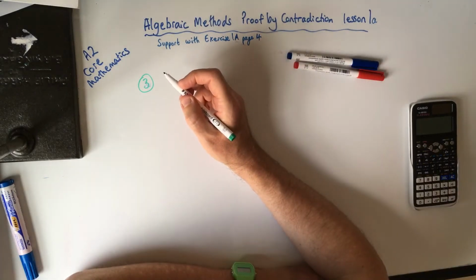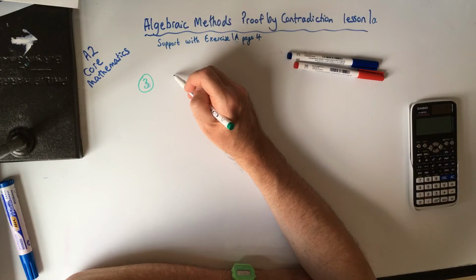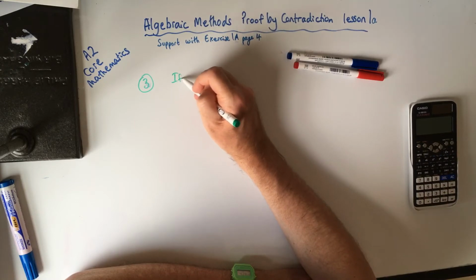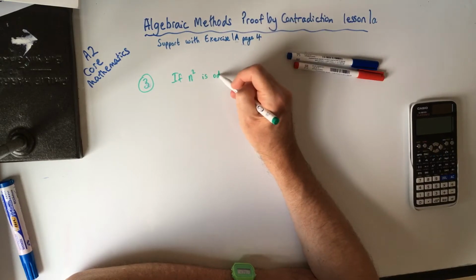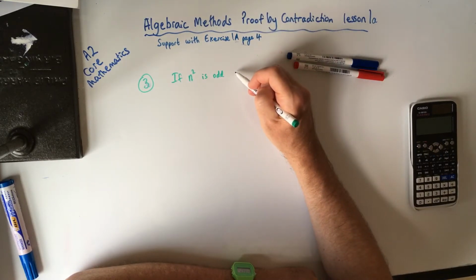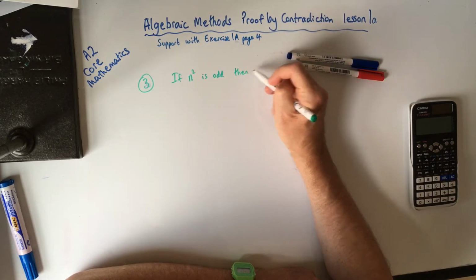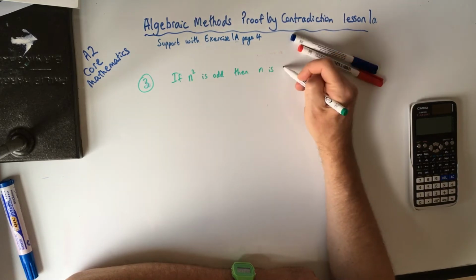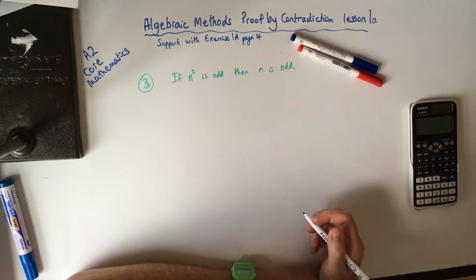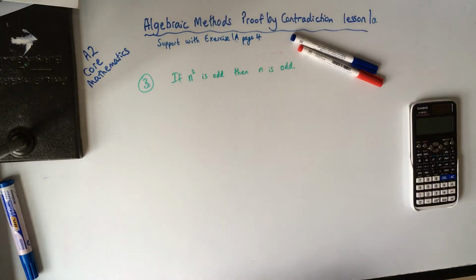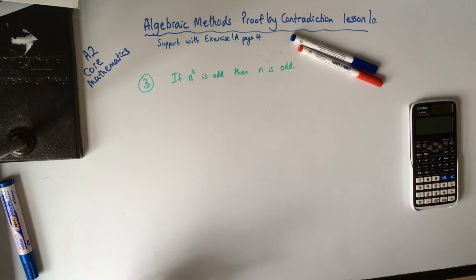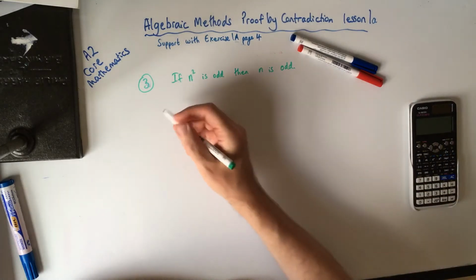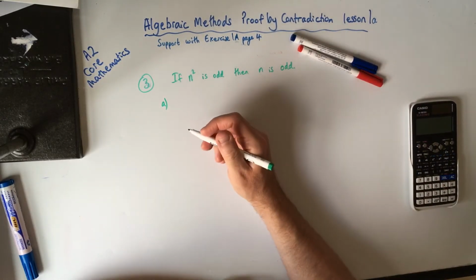So question 3 says, the statement is that if n squared is odd, then n is odd. Okay, so that's the statement. If n squared is odd, then n is odd. And basically what we're going to do is prove by contradiction, it's not true. And there's a part A, it's just leading you into how you do these.